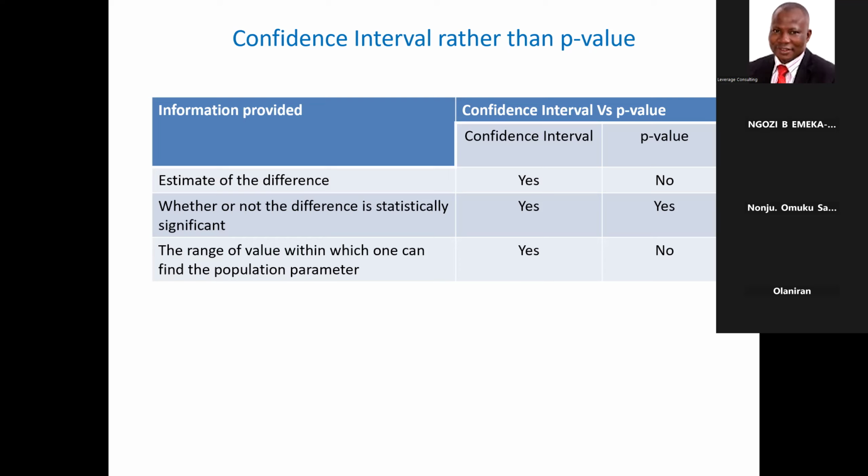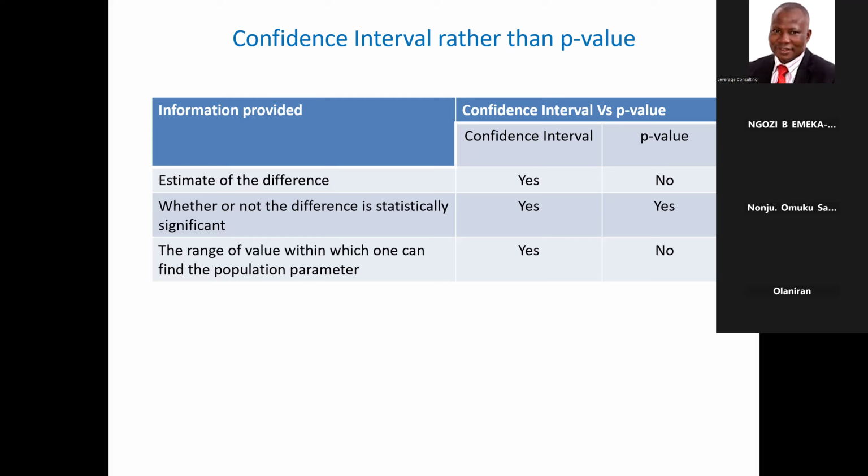Whether or not the difference is statistically significant, yes, the confidence interval gives you that, and the p-value gives you that also. But the third one, the range of values within which one can find the population parameter, the confidence interval gives you, the p-value does not. Can you see that? Out of the three important pieces of information, the p-value gives you only one, while the confidence interval gives you everything. And that is why, yes.